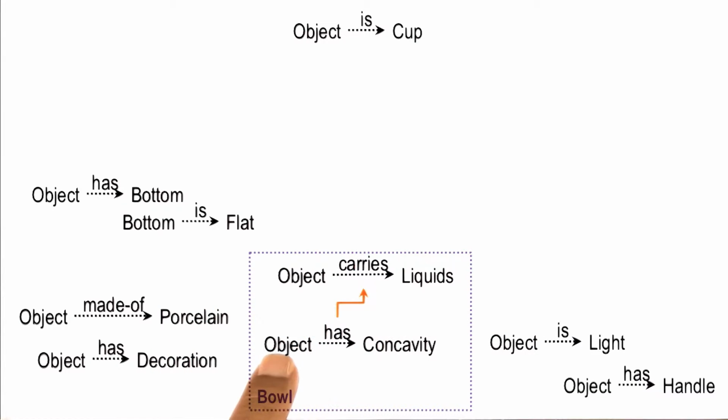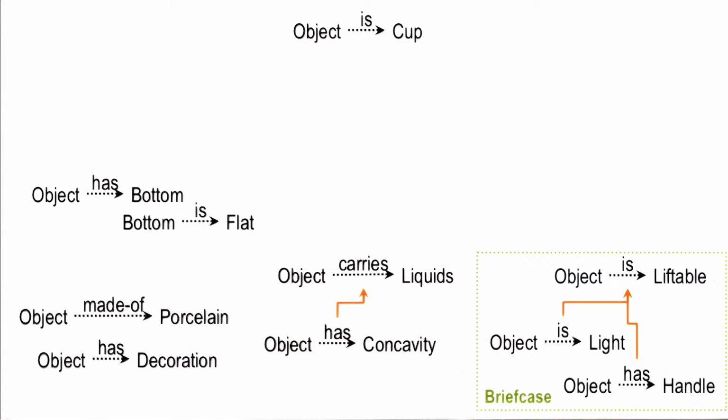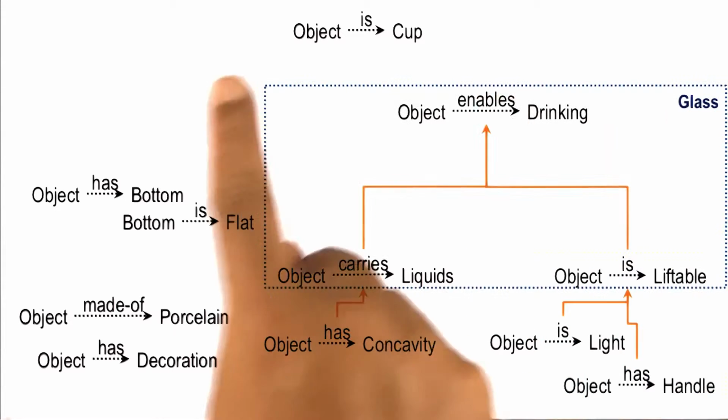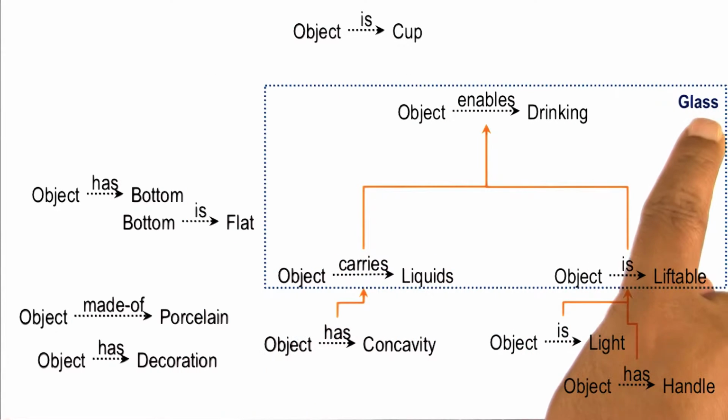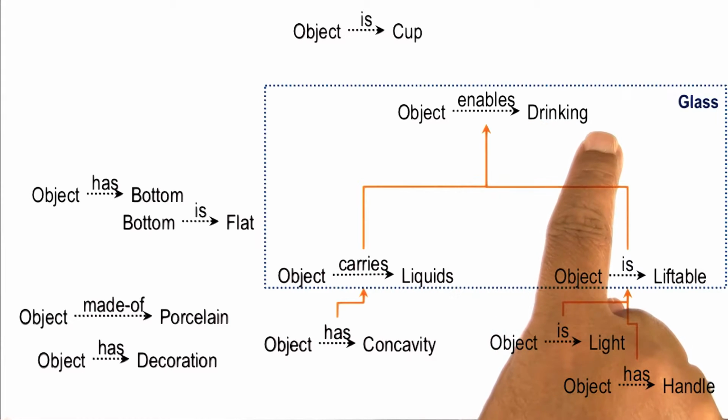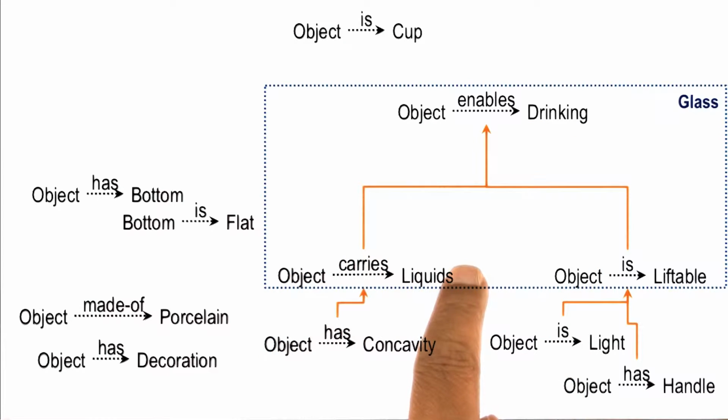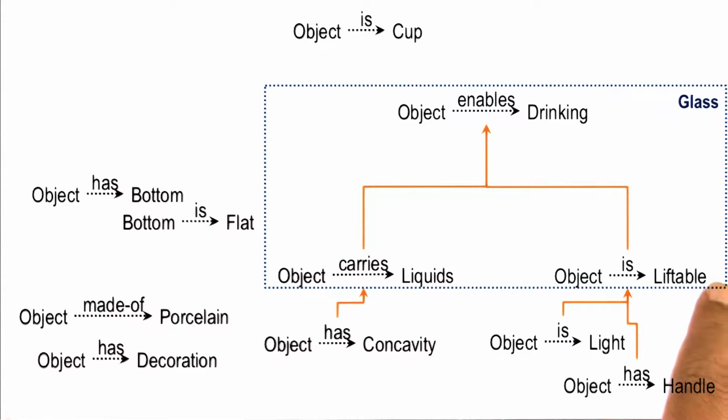Let us first consider this part. This is an abstraction that we learn from the bowl. The object carries liquid because it is concave. Here is a similar abstraction learned from the briefcase. The object is liftable because it is light and it has a handle. Here is the abstraction that the AI agent learned from the glass.